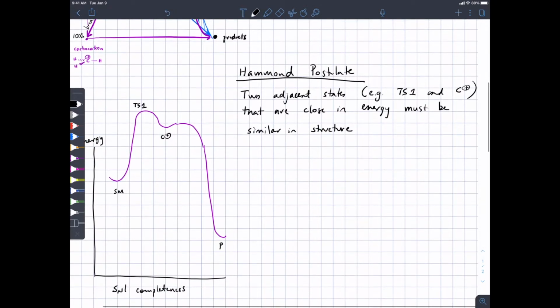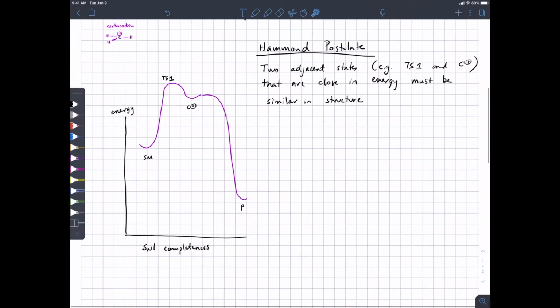Okay. Two adjacent states that are close in energy must be similar in structure. And that is because if the reaction completeness doesn't change much from here to here, and energy doesn't change much, then geometry can't have changed that much. So two states that are close in energy on an energy diagram, and if they're adjacent to each other, must, of necessity, be similar in structure. Why do we care?